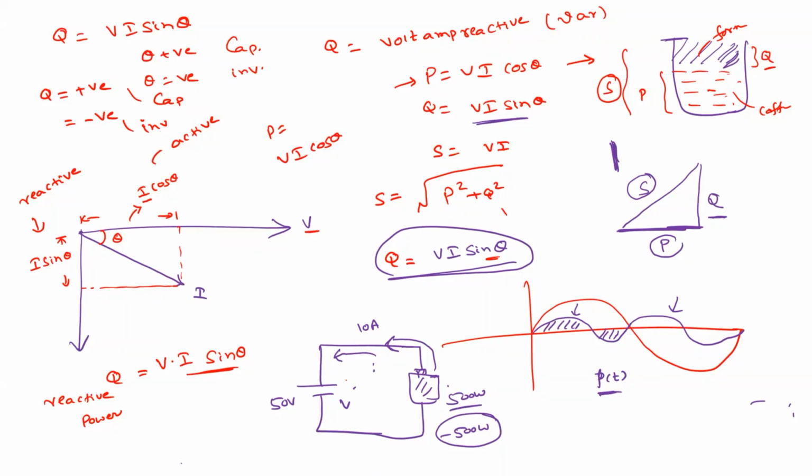Could you explain, sir, why theta is positive for a capacitive circuit? So why is theta positive for a capacitive circuit? One second. For capacitive circuits, this theta is positive, right? Agree? This theta is positive for capacitor circuits.